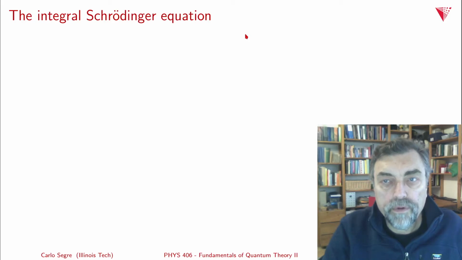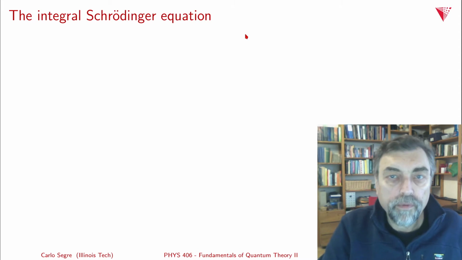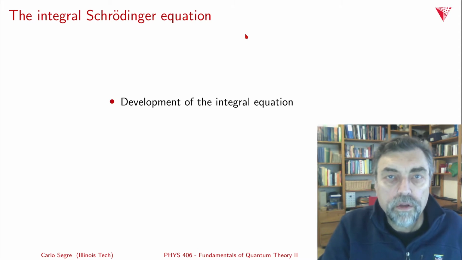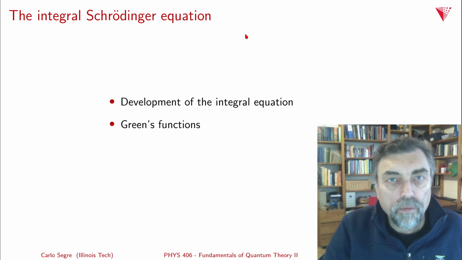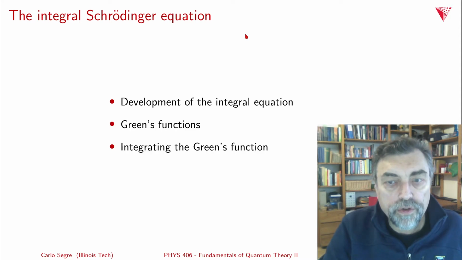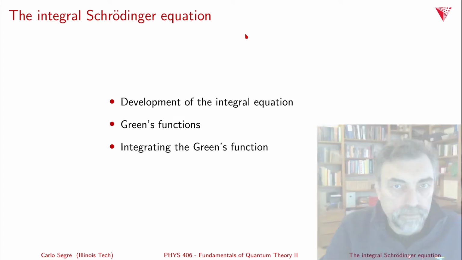A third way of solving scattering problems is with the Born approximation. In order to get to the Born approximation and understand it, we have to start by developing the integral form of the Schrödinger equation. So the first thing is we'll develop that integral equation, then we'll introduce Green's functions, and then we'll talk about integrating the Green's functions to get a solution.